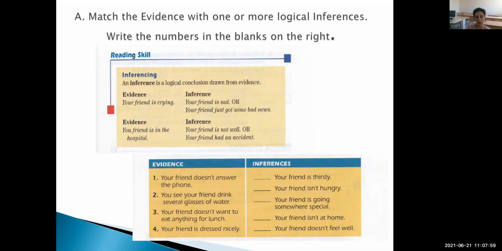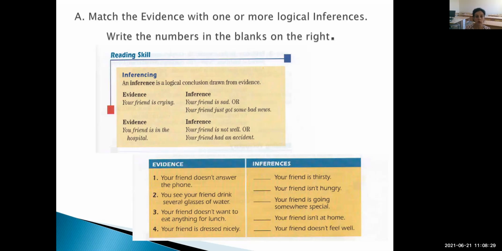For example, the example is given here, inferencing. As I told you at the beginning of the class, we are going to develop also your inferencing skills. So what is an inference itself? It is a logical conclusion drawn from evidence. Like this, you have to make logical conclusions from the evidence. Your friend is crying. It means, the inference, if someone is crying, can be that he is sad, maybe he heard some bad news, for example. That is an inference.